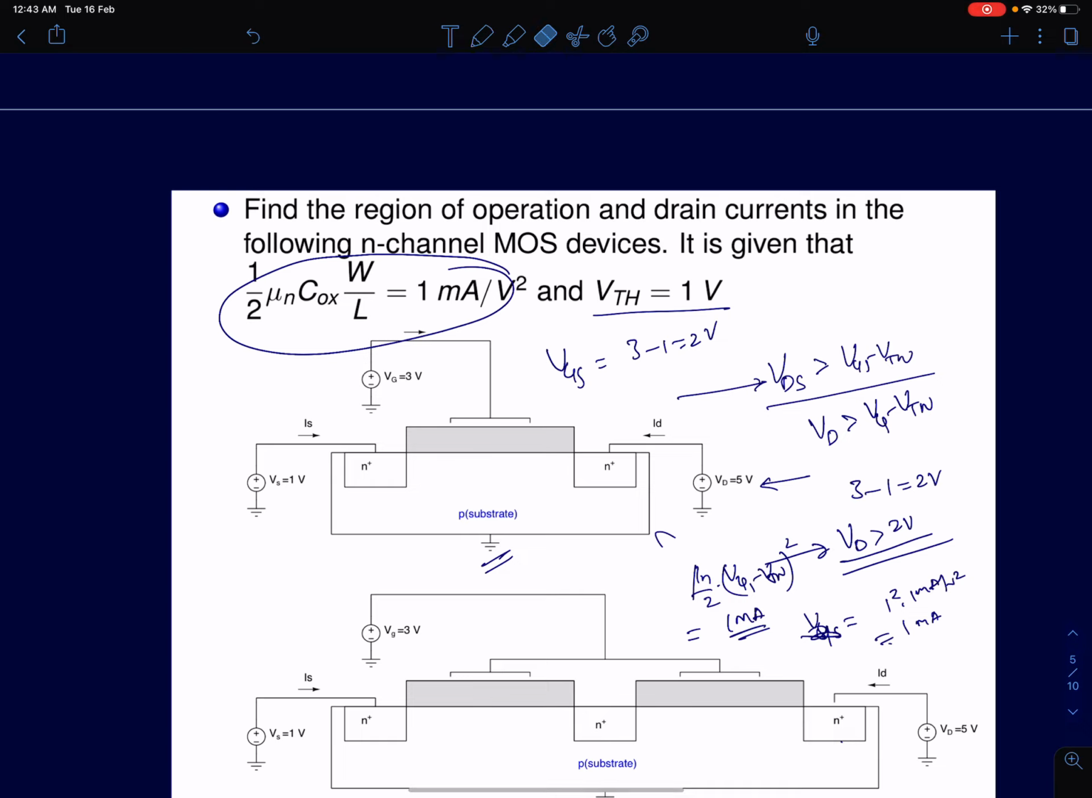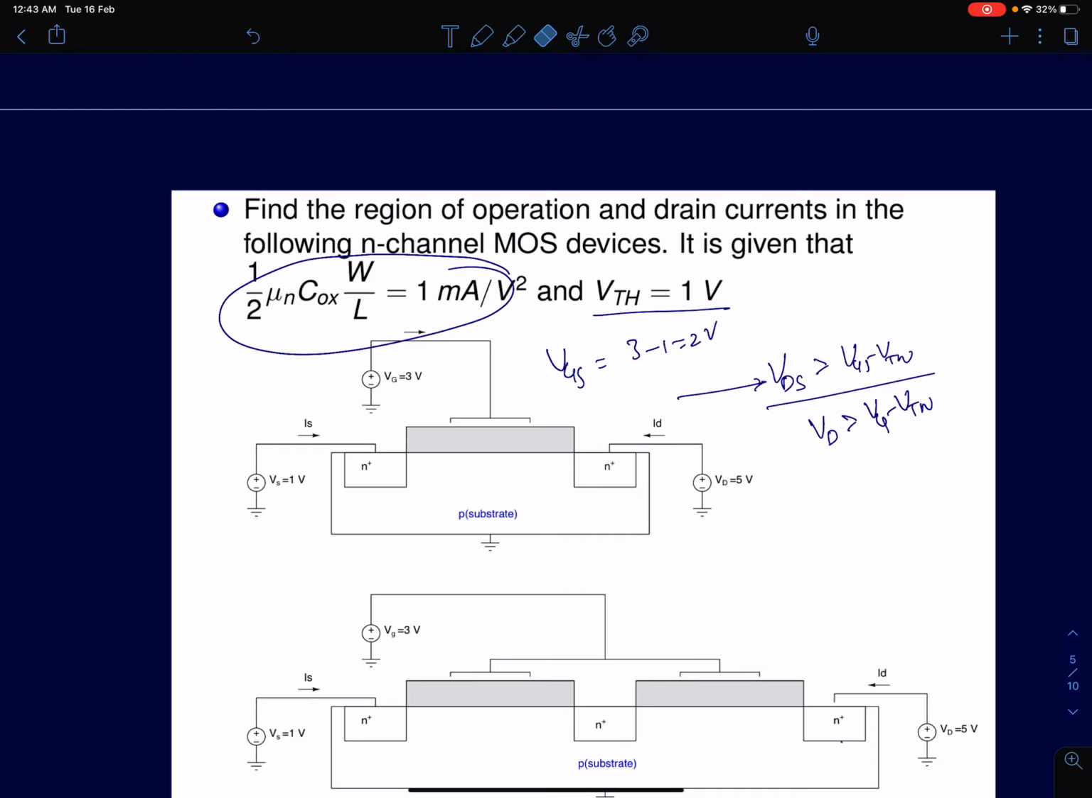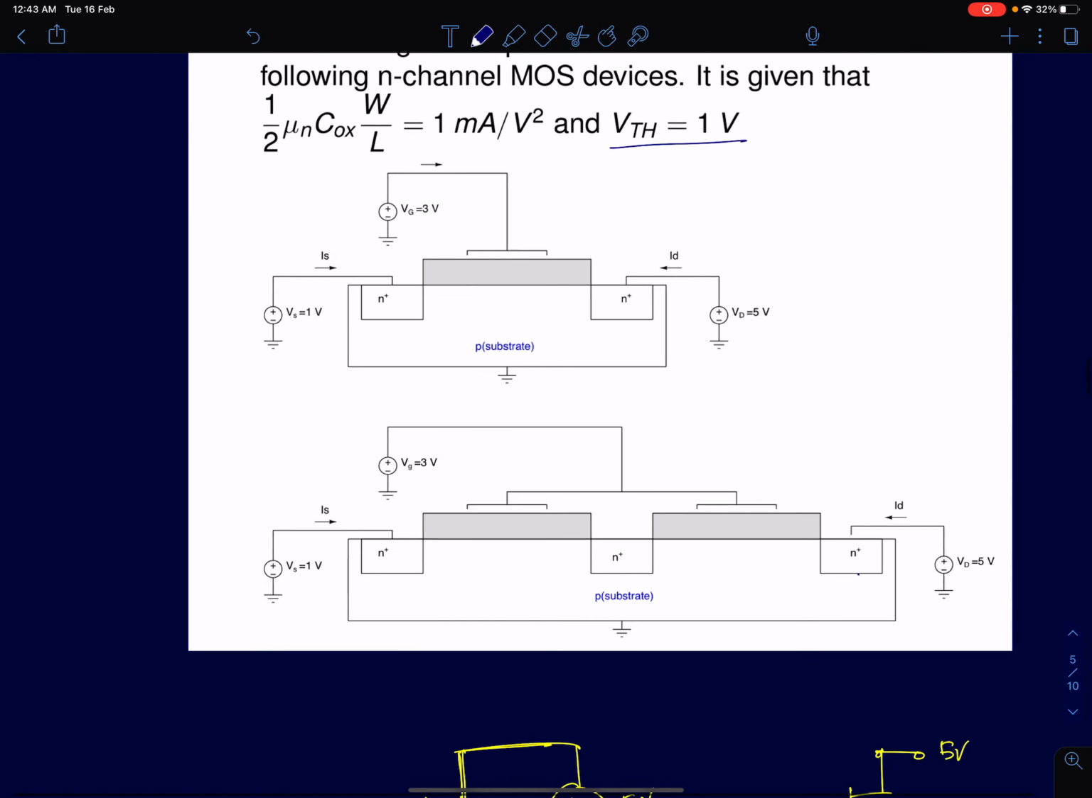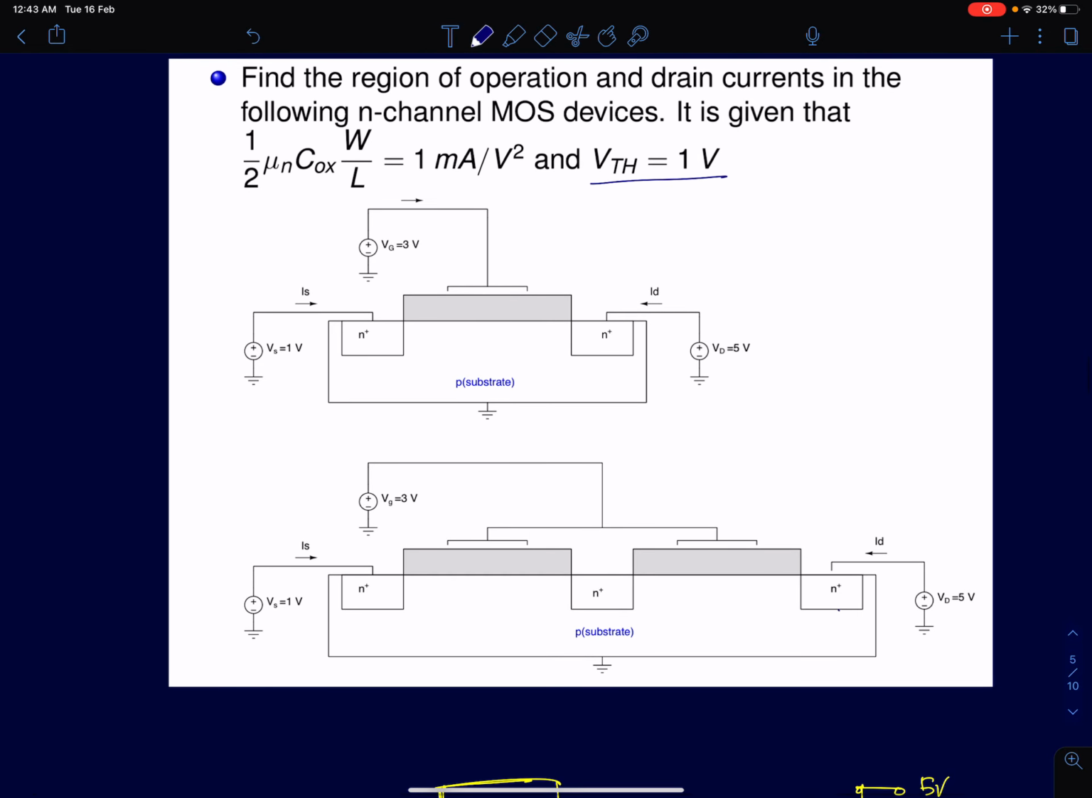Now coming to the second question. It's slightly trickier than the first one, and this is something that's very commonly used. We will later discuss circuits called current mirrors, where we talk about matching two MOSFETs, which means we'll have two identical MOSFETs. No two MOSFETs will be identical when you actually fabricate them in an IC.